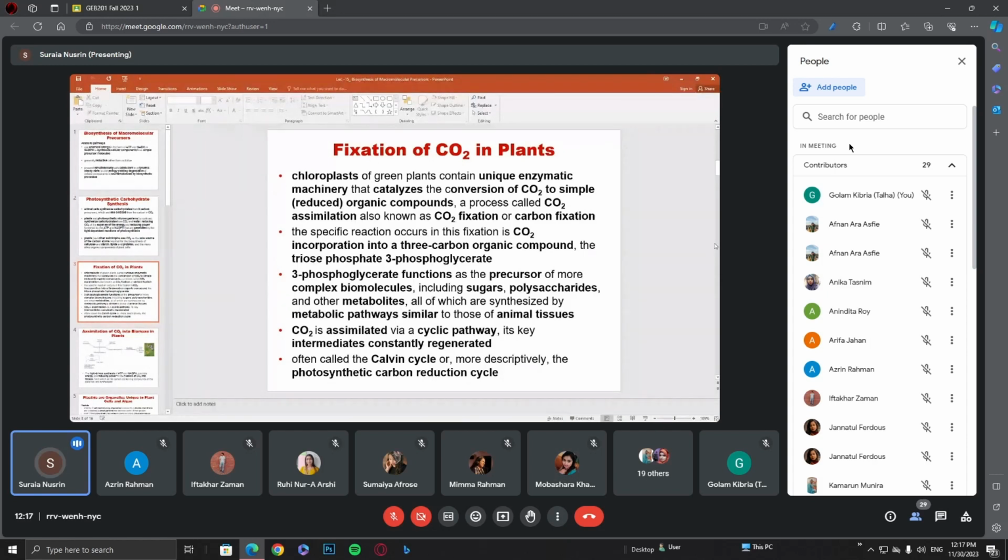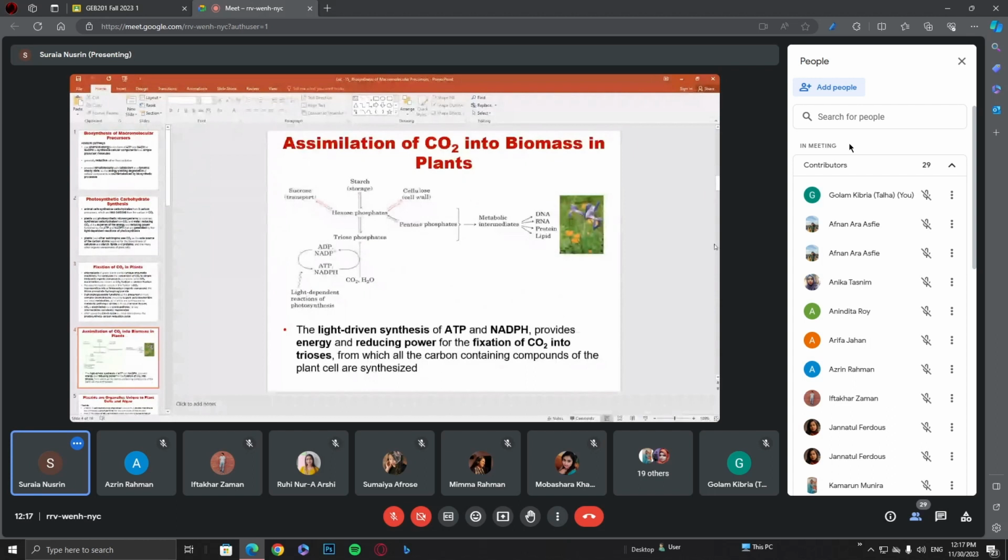Okay. So in this reaction, energy is required. From where is the energy coming? There are two forms of energy, one is ATP and another one is NADPH, and these two forms of energy are synthesized by the light dependent reactions of photosynthesis. If you look at the slide here, the energy from light is used to synthesize ATP and NADPH.